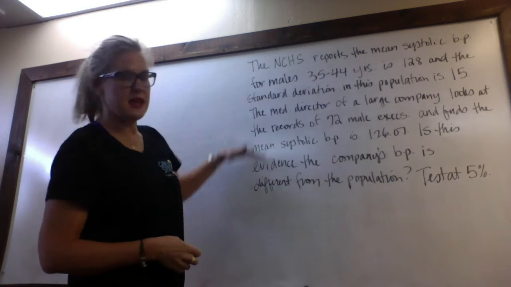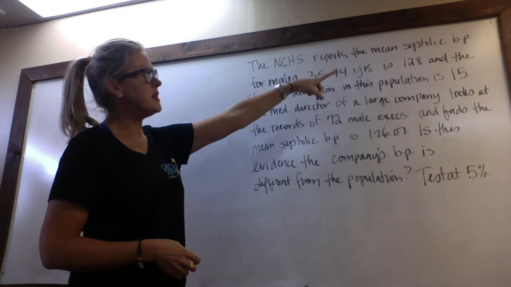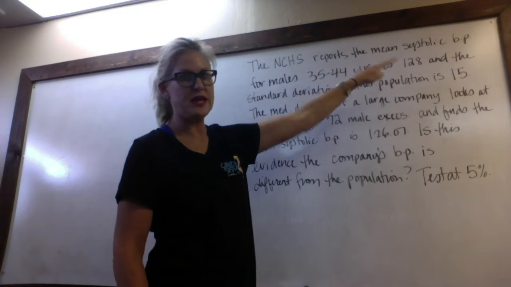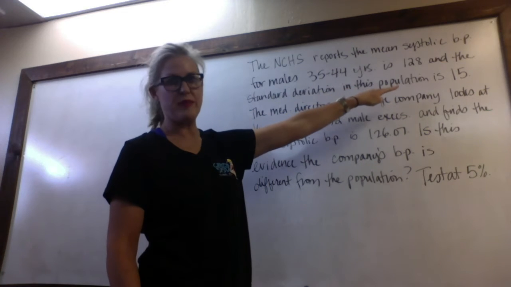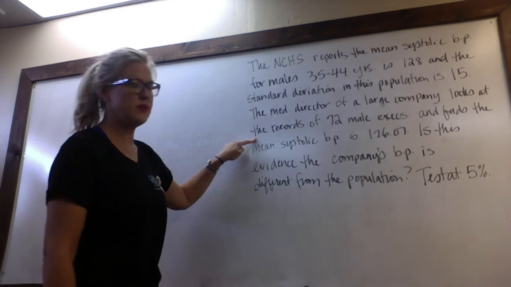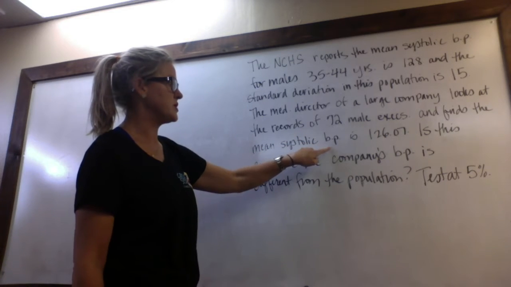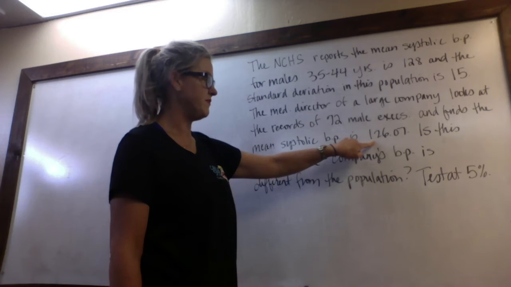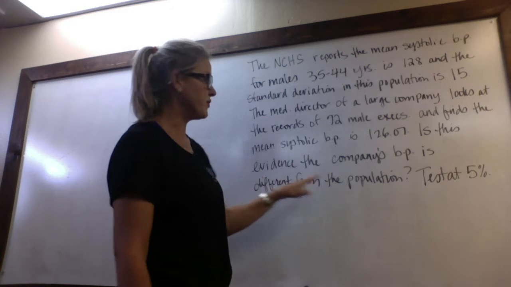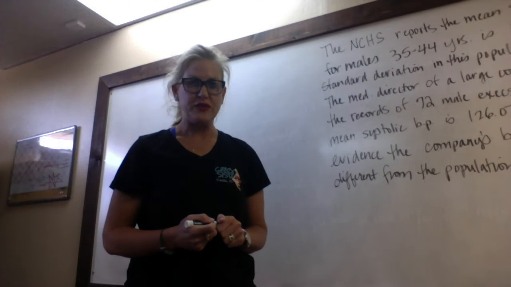Okay. This statement says that the National Center for Health Statistics, NCHS, reports the mean systolic blood pressure for males aged 35 to 44 years is 128, and the standard deviation in this population is 15. The medical director of a large company looks at the records of 72 male executives and finds the mean systolic blood pressure is 126.07. Is this evidence that the company's blood pressure is different from the population? And you are to test this at 5%. So I'm going to be running through this fairly quickly.